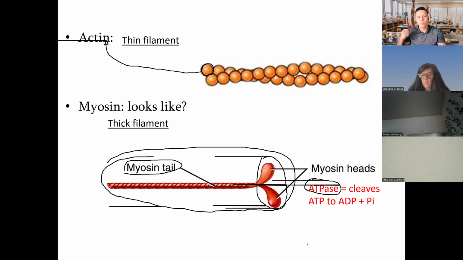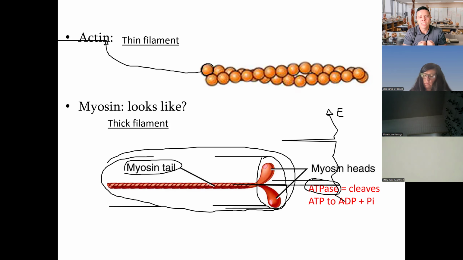In the process of removing the phosphate from ATP, what's going to be released, folks? Energy. Energy is going to be released when we break off that phosphate, okay? And that energy is going to be harnessed by the myosin heads. And the myosin heads will do a movement. Everybody look up here, please. This is the movement that the myosin heads are going to do. They're going to move up. And this movement right here, folks, this is what we call the power stroke.